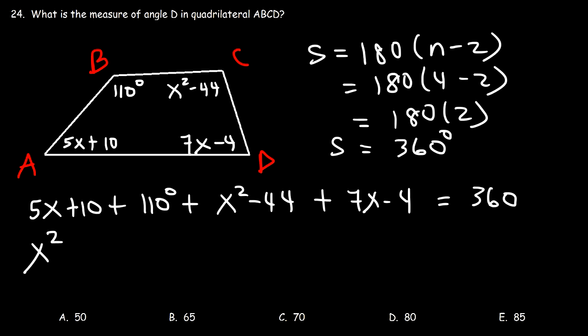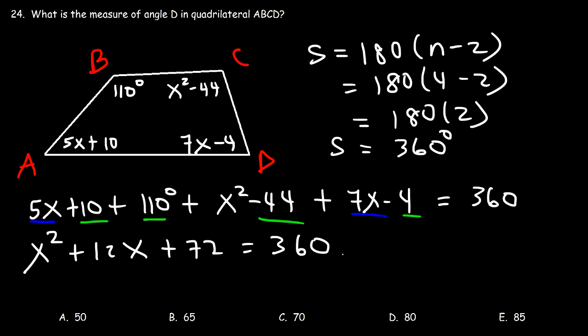We have x squared, and let's combine the like terms. 5x and 7x adds up to 12x. And then we have 10 plus 110, that's 120, minus 44, that's 76, minus 4, that's 72. And that's equal to 360. Now let's subtract 72 by 360. And so that's going to be negative 288. So that's what we now have.